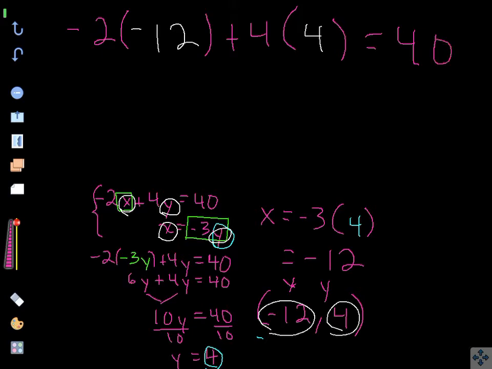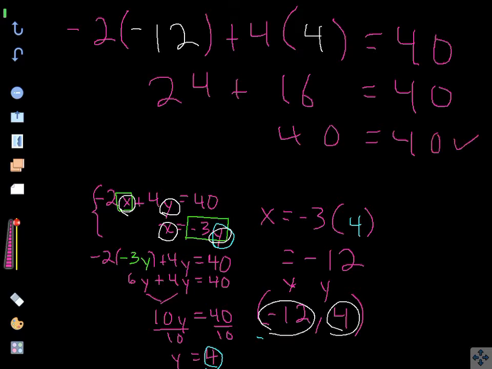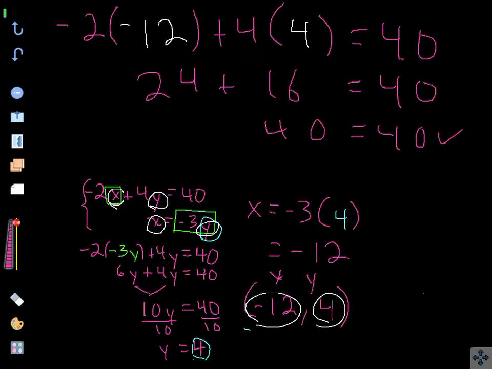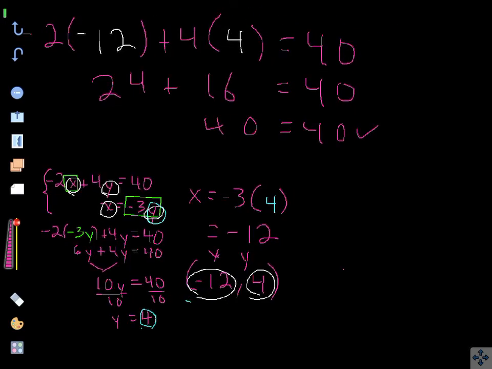Now negative 2 times negative 12 is positive 24. 4 times 4 is 16. And then if we add 24 and 16, we get 40, which is indeed equal to 40. So that half of the check worked, but we actually have to check both equations because it's possible to make a mistake and then plug that mistake into one equation and have it work. However, if you have the right answer, only the right answer will work in both equations. If you have a mistake, it might work in one equation but not the other.